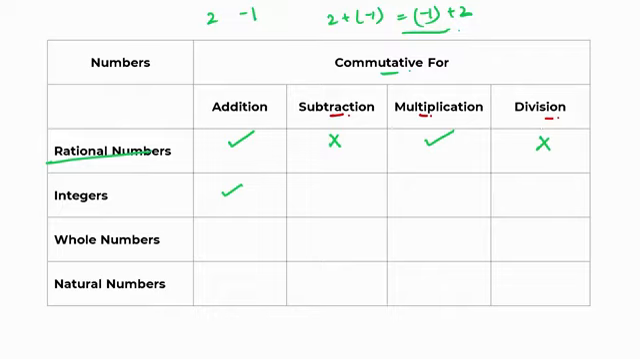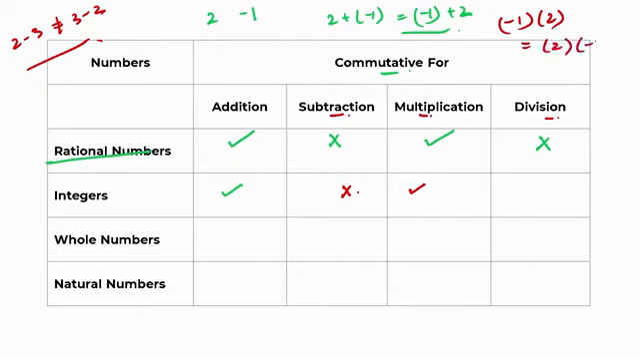Now whenever I am doing subtraction in integers, then obviously it's not going to be closed. Why? Because we know that 2 minus 3 is not equivalent to 3 minus 2. Correct? Therefore, we can say that subtraction is not closed when we talk in terms of integers for your commutative property. Whereas multiplication is going to be closed because we know that negative of 1 multiplied by 2 will always be equal to 2 multiplied by negative of 1, irrespective of the order in which I have written the numbers.